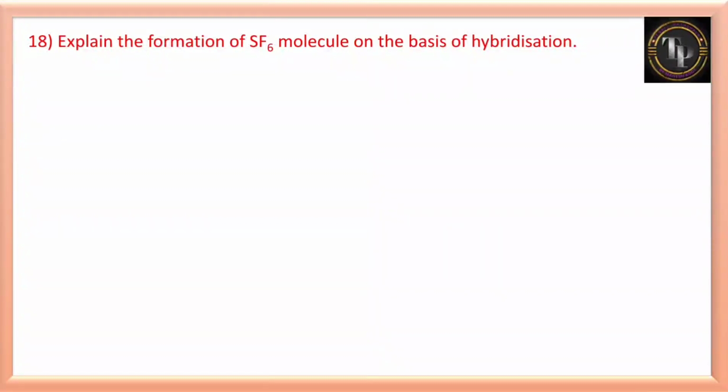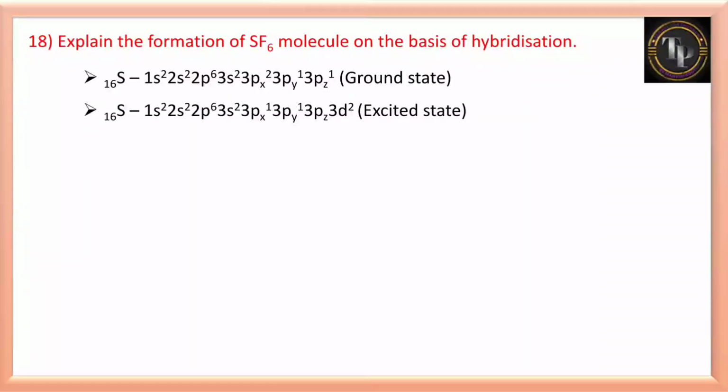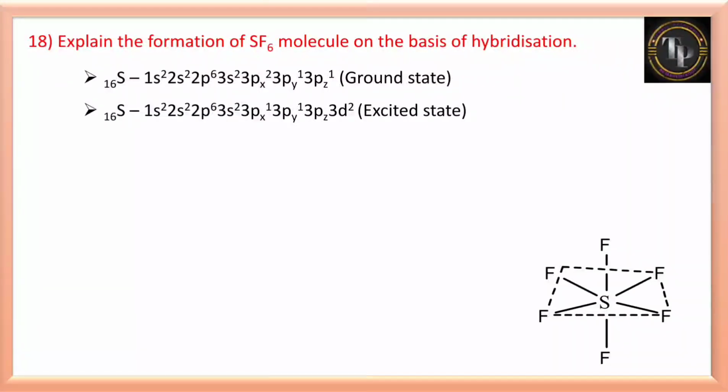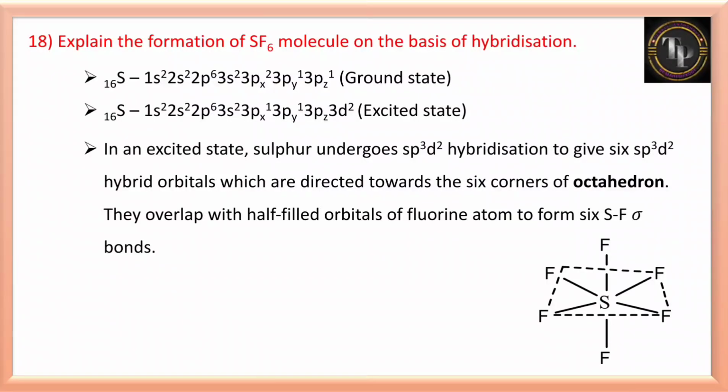Hybridization is sp3d. Explain formation of SF6 molecule on the basis of hybridization. Atomic number of sulfur is 16. Again, this is the ground state configuration, the excited state configuration, and this is the structure. In the excited state, sulfur undergoes sp3d2 hybridization to give 6 sp3d2 hybrid orbitals which are directed towards the 6 corners of the regular octahedron, and they overlap with the half-filled orbitals of fluorine to form 6 S-F sigma bonds. The shape is given in the picture, that is what is called octahedral shape. Geometry is octahedral, so hybridization is sp3d2.